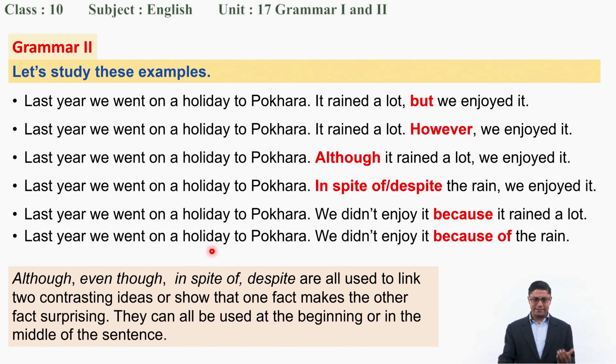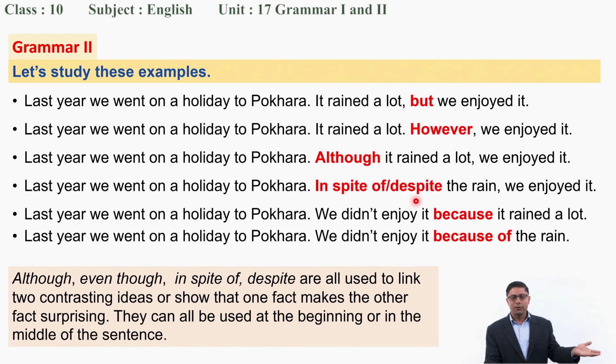Now, if you look at these, although, even though, in spite of, despite, they are used to link two contrasting ideas. See, they are contrasting ideas. Although it rained, we enjoyed it. See, contrasting idea. Okay. So these facts are not common. They are surprising. They are contrasting. Generally, they do not happen. Generally, when it rains, people do not enjoy the holiday.